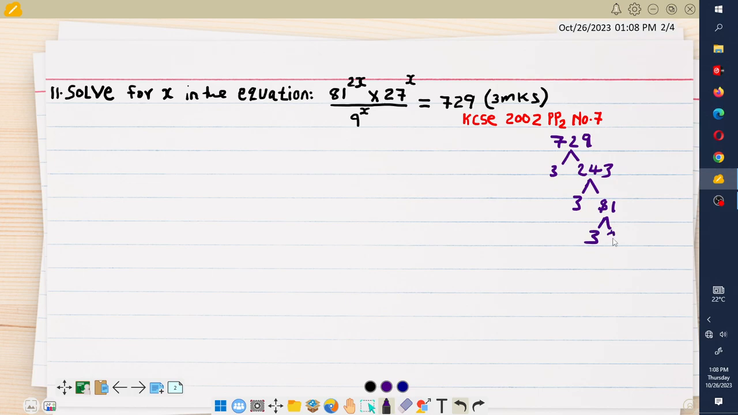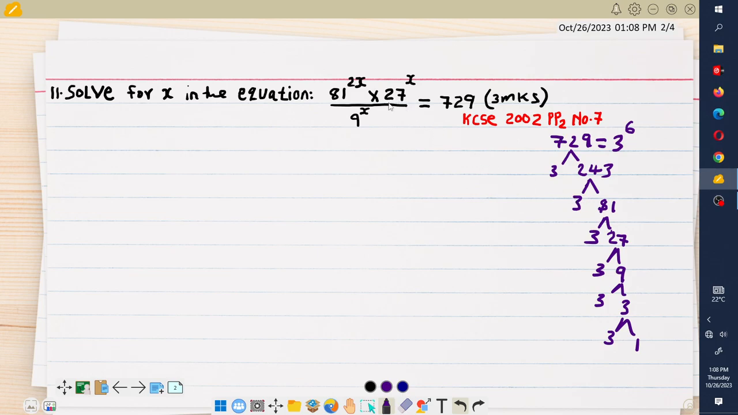Then of course 27 divided by 3, you are going to get 9. Then 9 divided by 3, you are going to get 3. Then 3 into 3, you are going to get 1. Therefore 729 can be written as 3 to the power of 6.